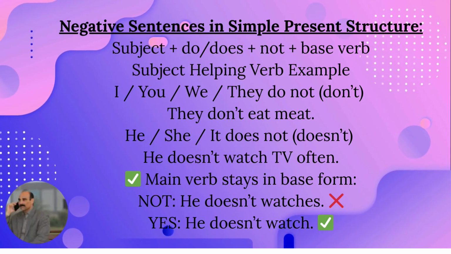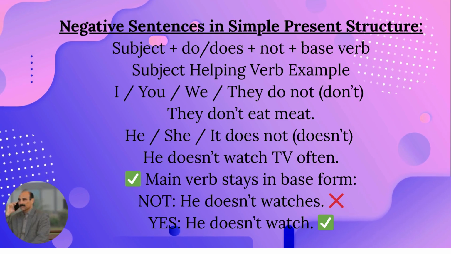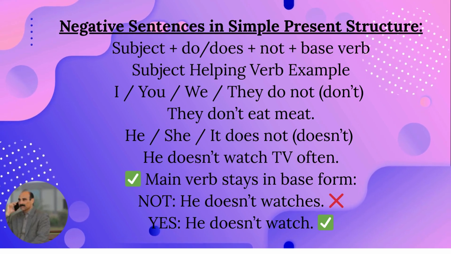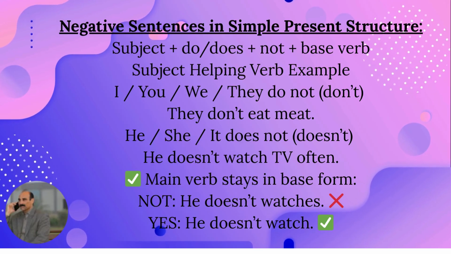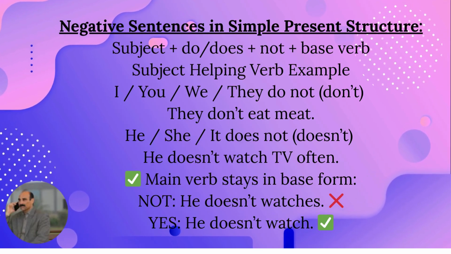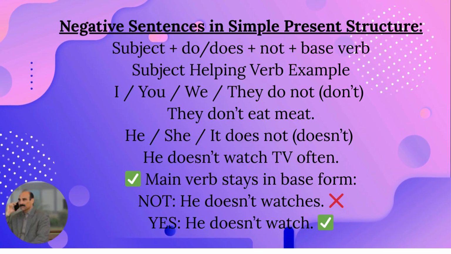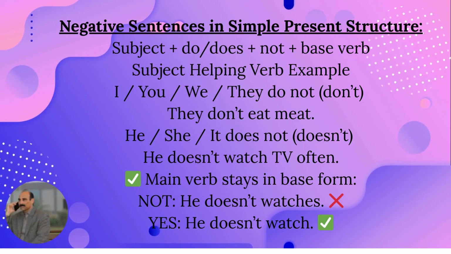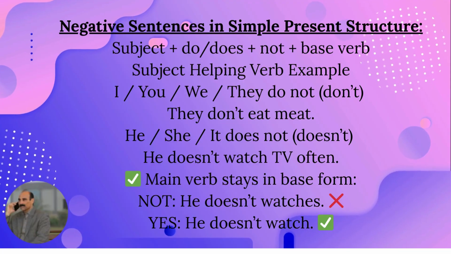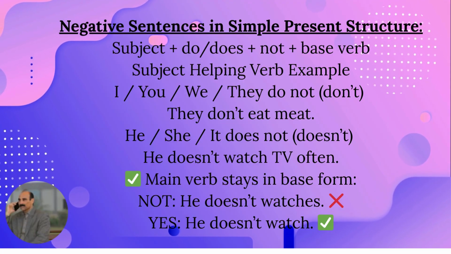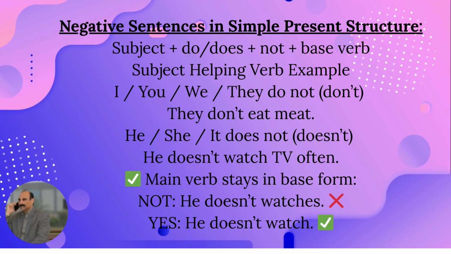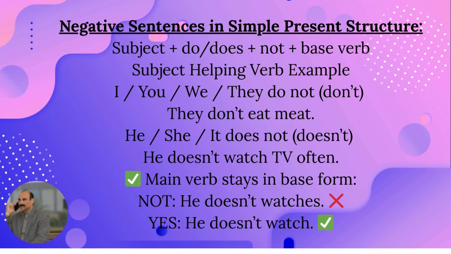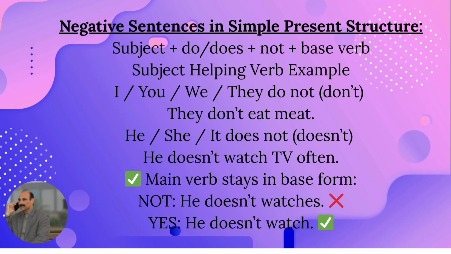Now how to make negative sentences in simple present tense. When you want to make negative statement, follow these rules. Subject followed by helping verb do or does, followed by not, followed by base form of verb. When to use do not and when to use does not. If the subject is I, you, we, or they, use do not.